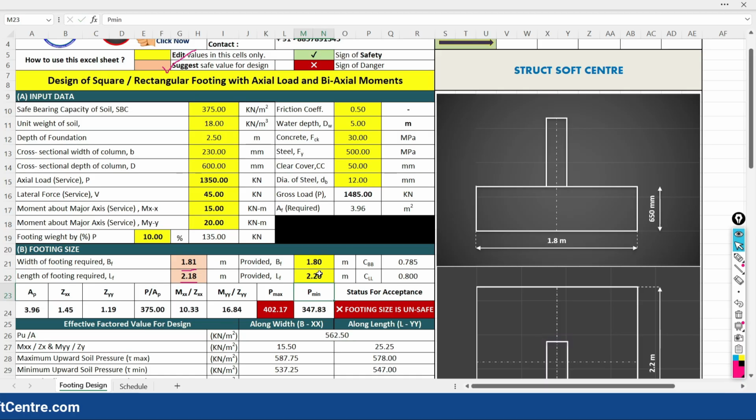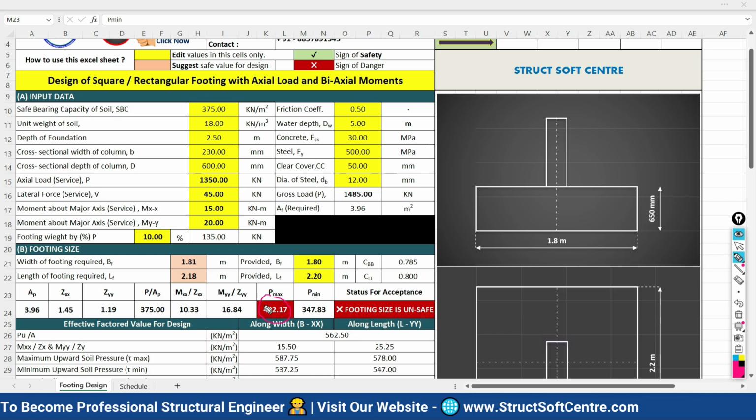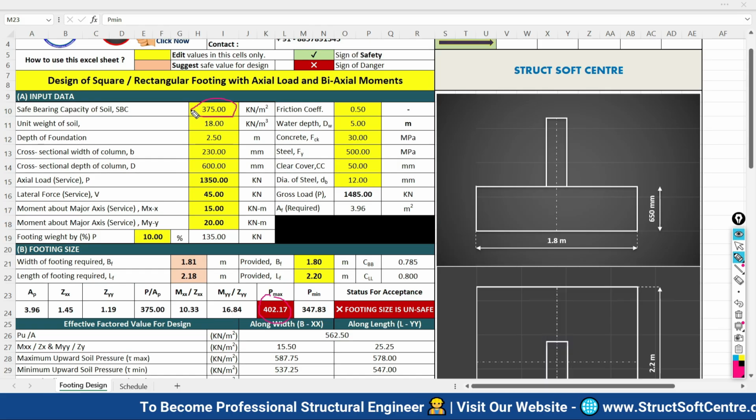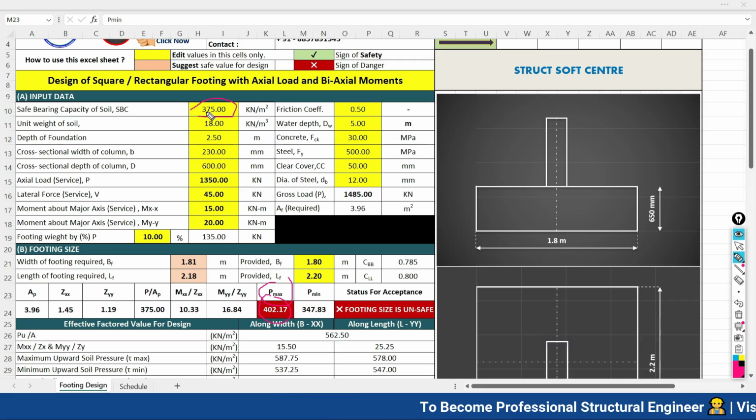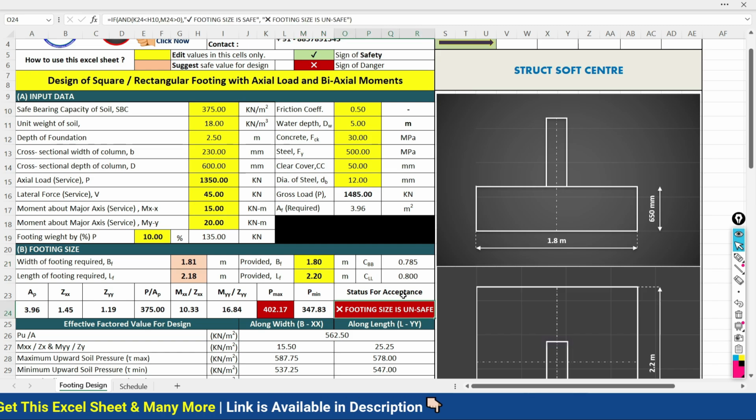2.2. So what is happening? It is intimating that your size is inaccurate, which is not safe, because maximum pressure is exceeding the limit of SBC of the soil. Actually the case is, the maximum pressure should not be more than your SBC of the soil, and your minimum pressure should not be less than zero. So it is safe, and this is unsafe. So I need to increase the size of the footing. Footing size is unsafe. Here you are getting the status for the acceptance.